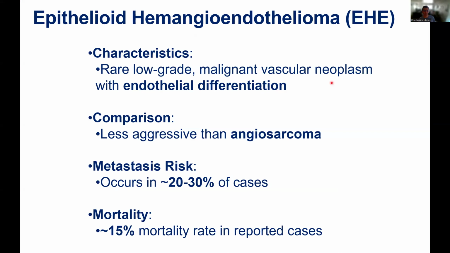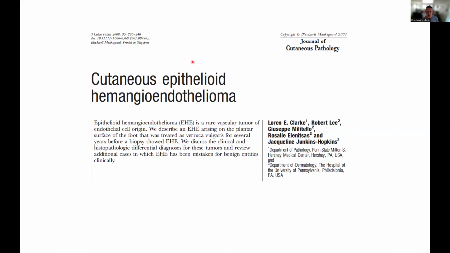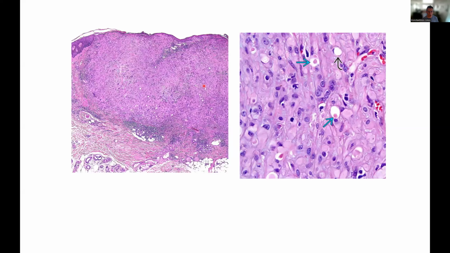Diagnostic tool 4, low-grade malignant vascular neoplasm, epithelioid hemangioendothelioma. It behaves less aggressively than angiosarcoma, but still can kill the patient, with about a 15% mortality rate in reported cases. Most commonly you're going to see that in the lung and liver, but there are genuine cutaneous epithelioid hemangioendotheliomas.